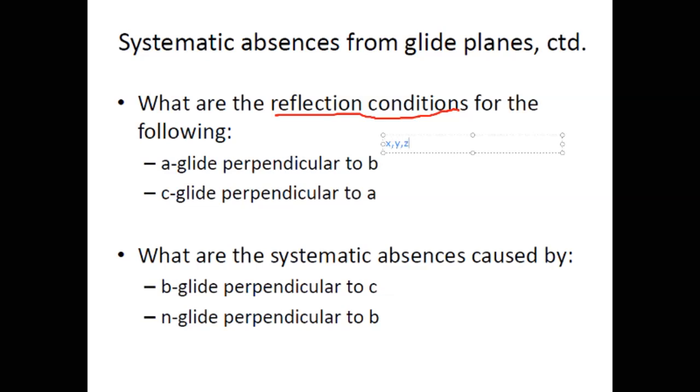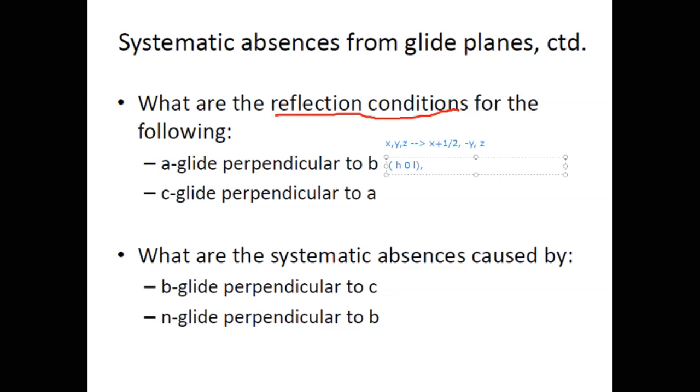If we have X, Y, and Z, we do an A glide perpendicular to B. We translate along X, Y becomes negative, and Z remains unchanged. Since we translate along X, we have to include that index, so that's going to be the H index. Y becomes negative, so for the K index, we put a 0. And Z doesn't change, so we still have to include the L index. So we're going to be looking at the H0L reflections.